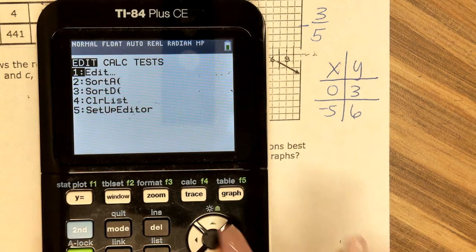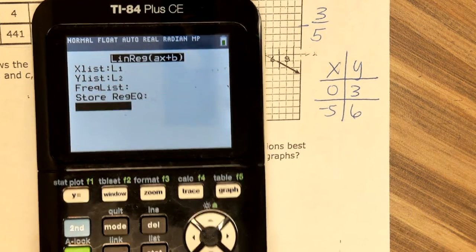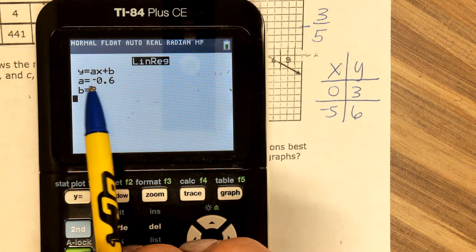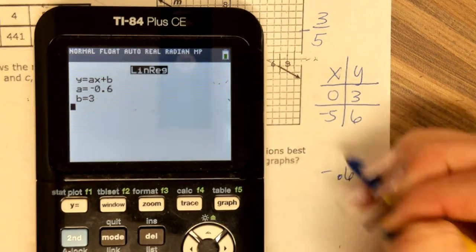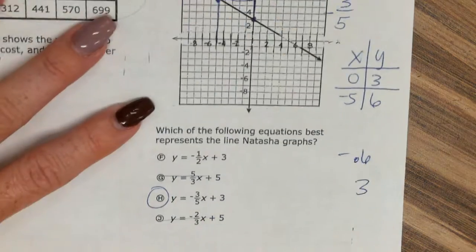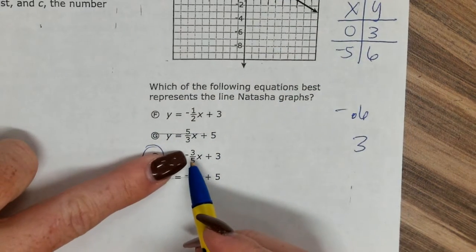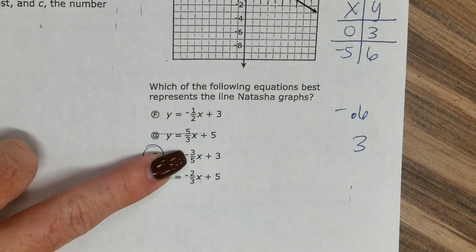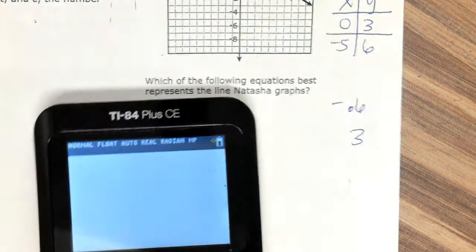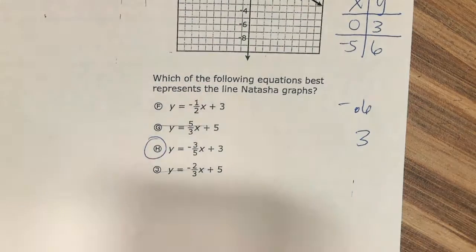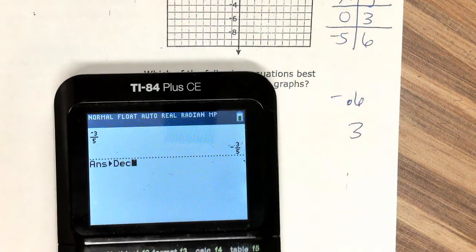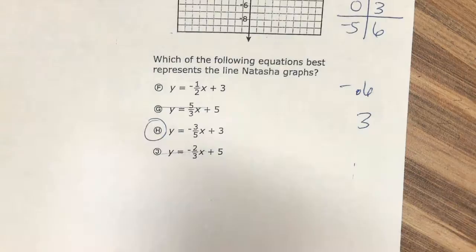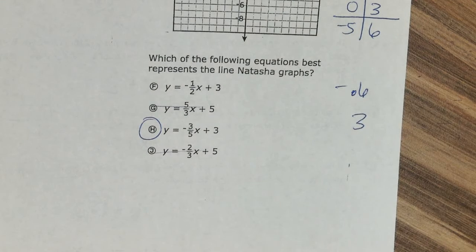Okay, so I go to stat, calc, option 4. And here I have my slope is negative 0.6 and my y-intercept is 3. Well, could I turn that into a decimal to see if negative 3/5 is 0.6? What was it? Negative 3/5, math, decimal, enter. Negative 0.6.